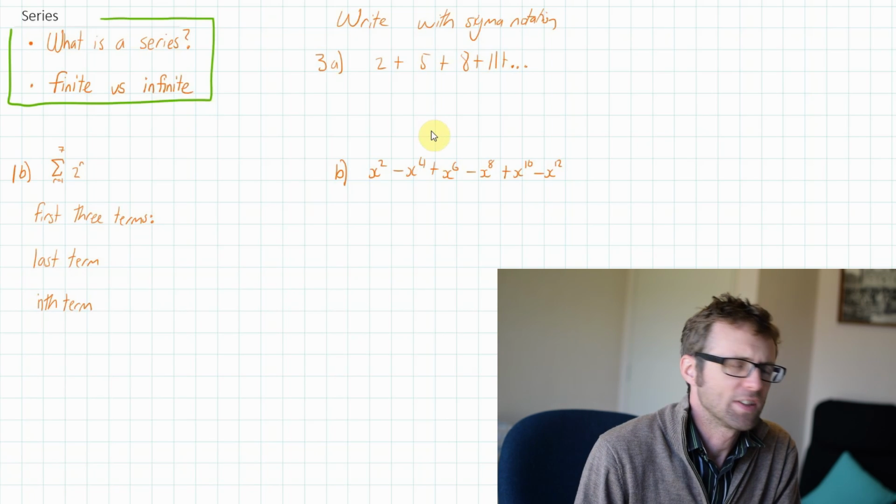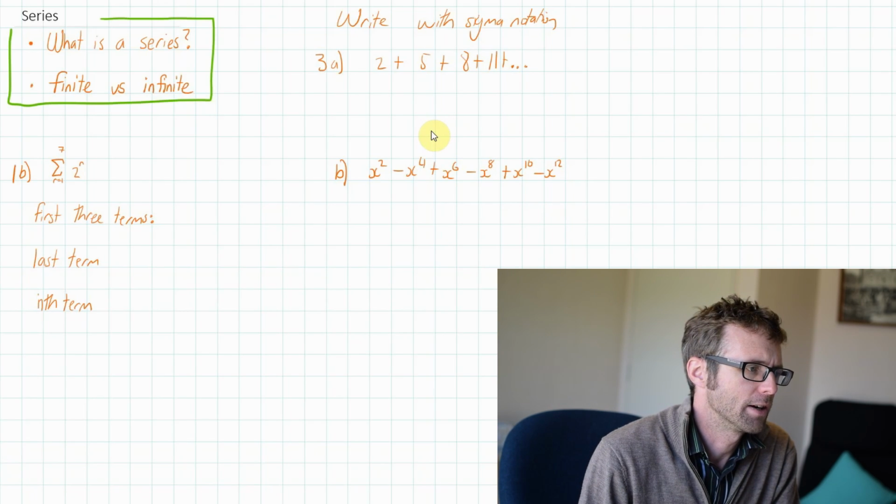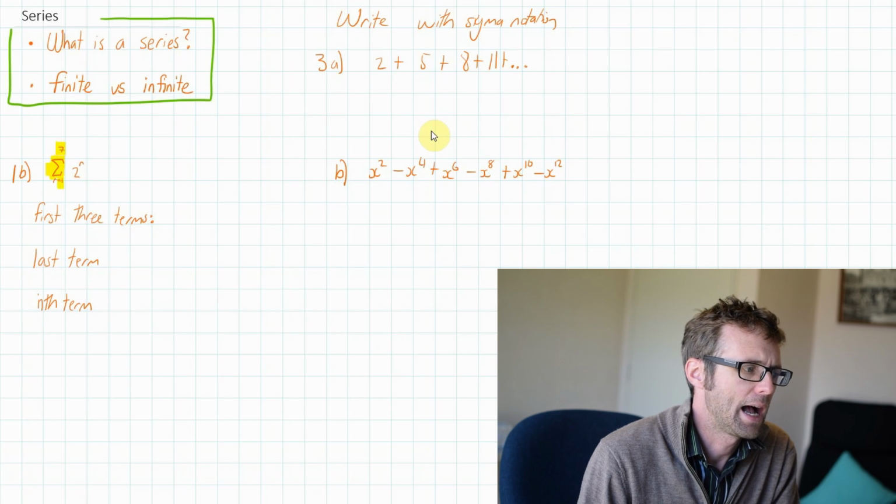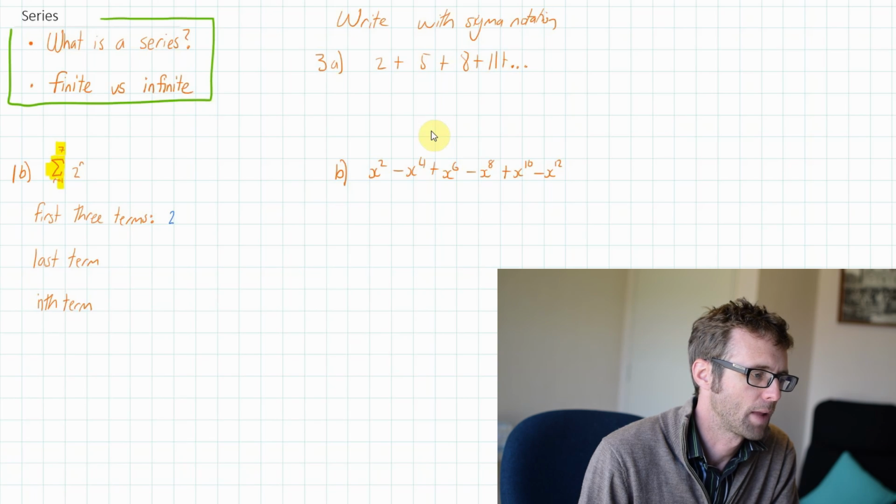So we usually use this sigma notation that you can see I've got here in 1b. The sigma means sum of, and you're starting with a value of r equals 1 and you go all the way up to r equals 7, and you insert those values of r into the formula here. So the first three terms are going to be 2 to the power of r, which is 1, so 2. And then I'm going to add on to that my next term, which is going to be 2 to the power of 2, which is 4.